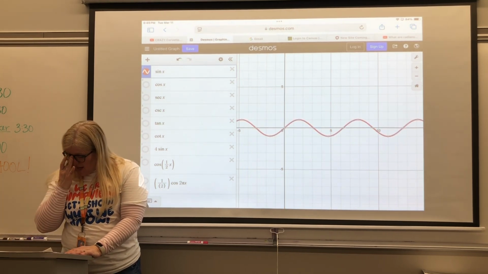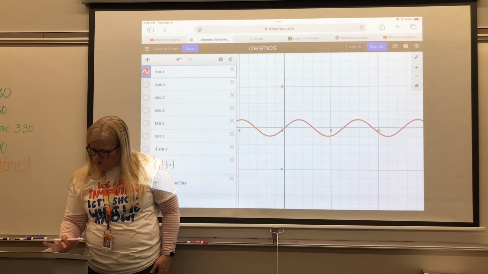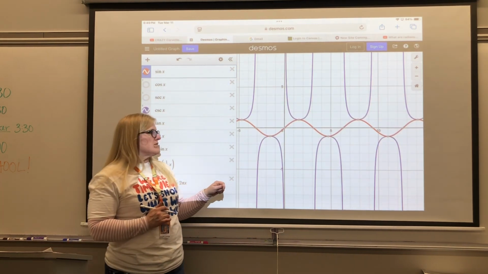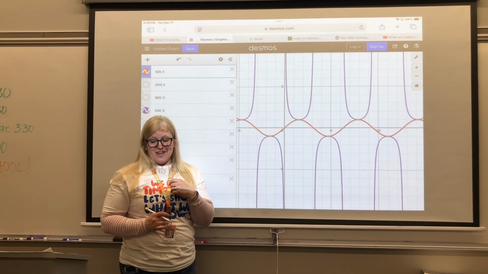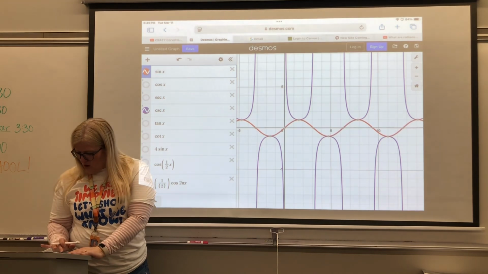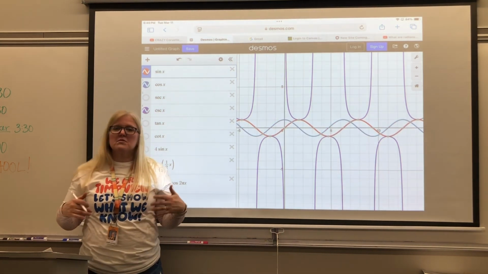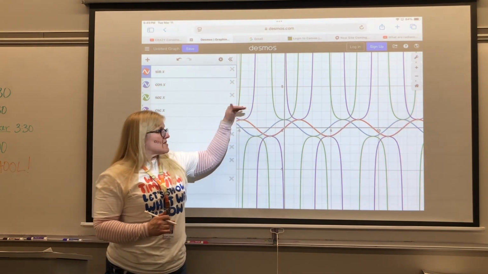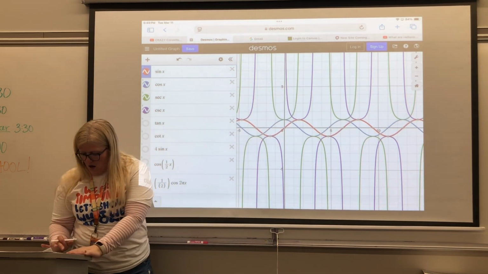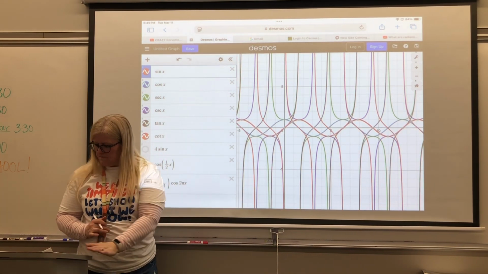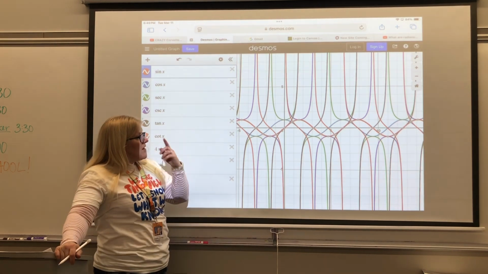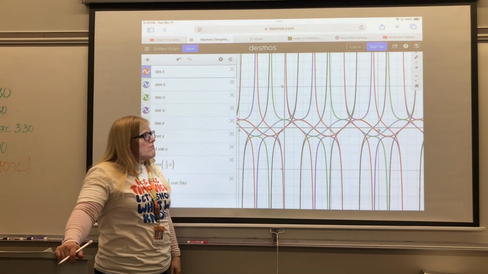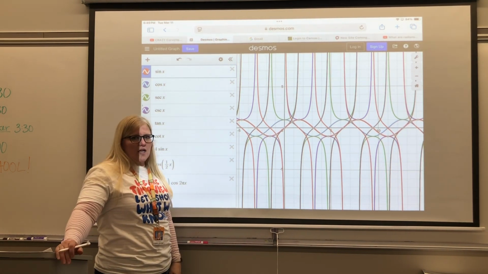Sine, here's sine, and we know that cosecant goes with that. This one's pretty cool. I actually really like this one. Okay, and then here's cosine. You can probably guess what secant is going to look like. It hits those. And now if we put all 6 of them on together, it looks like this, which I think actually would be a pretty cool looking design on a shirt.